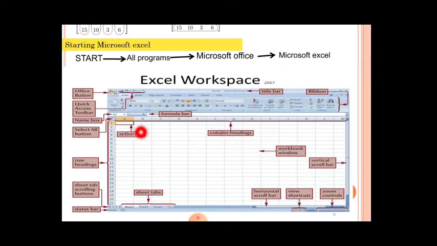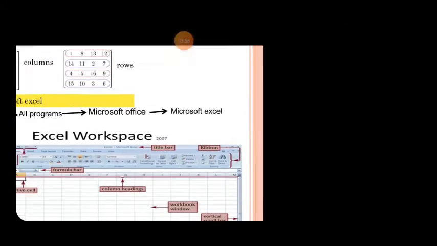This is the column heading, that is A, B, C, D. This is the column heading and this is the row heading. So this is the workbook window and this is the vertical scroll bar and this is the horizontal scroll bar. Then there are the sheet tabs. There will be 3 sheet tabs, given by Excel. Then this is the horizontal scroll bar. Then there is a status bar. Then you have row headings. These are the row headings.